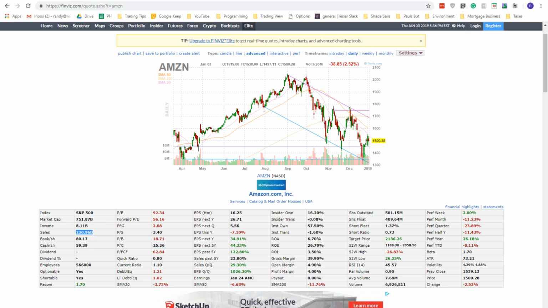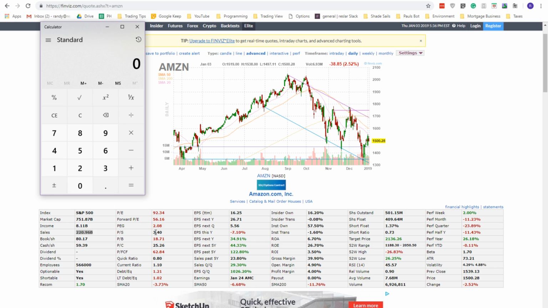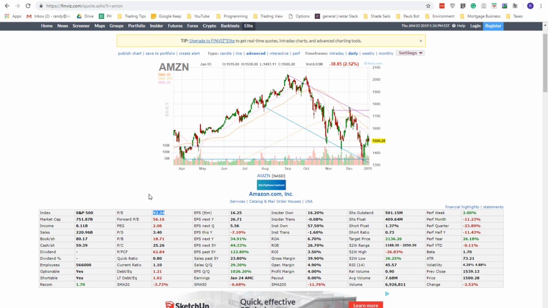So if you look at this, price to sales tells you right there it's 3.4, but you can take 220.96 divided by 751.87, and you get a number that is not what I was looking for. So you take 751.87, I always struggle with this, divided by 220.96, you get 3.4. So that's where this number is derived from, price to sales. So you can derive price from sales. And Amazon with a PE of 92, which by the way, ladies and gentlemen, the S&P 500 has a PE ratio typically of 14.